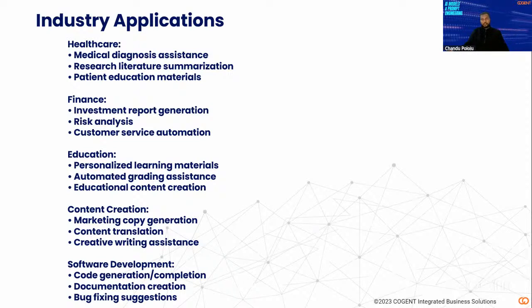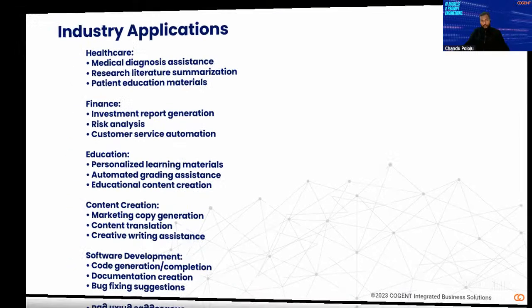And coming to finance: investment, report generation, risk analysis. Education: a lot of students are using AI to write assignments. Content creation: digital marketing people are using ChatGPT or other AI models to create images and marketing text to do their work. So these are mostly the AI industry applications. And code generation: obviously every developer nowadays uses AI models to refine their code. This is pretty much about industry applications where AI models are being used.